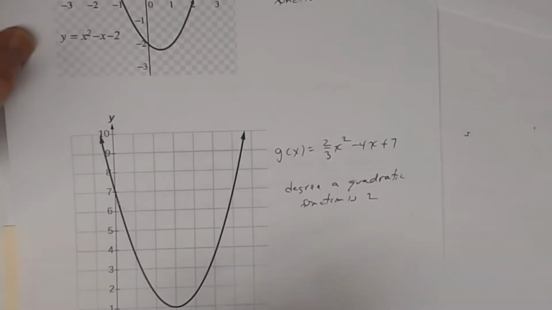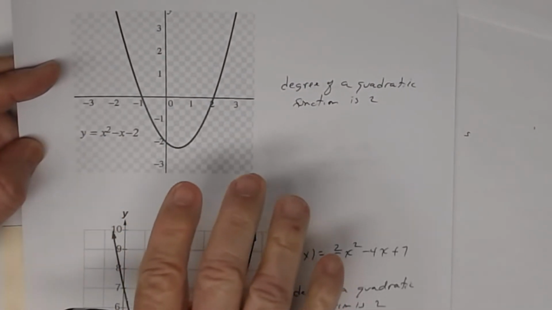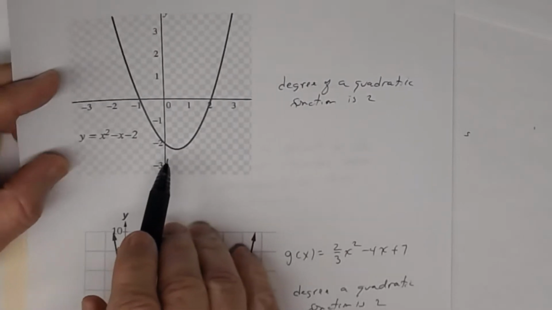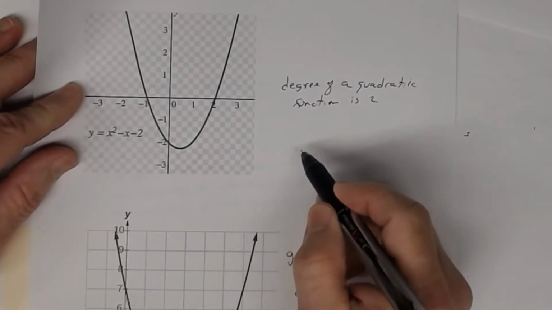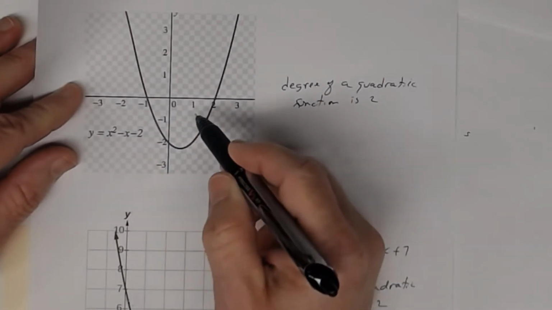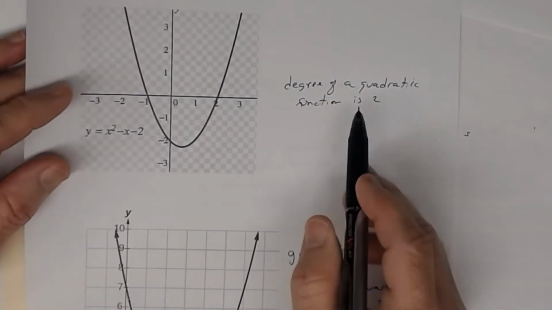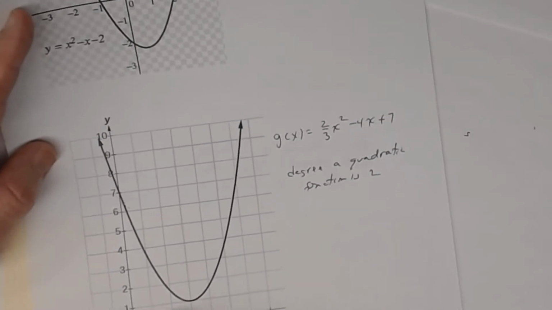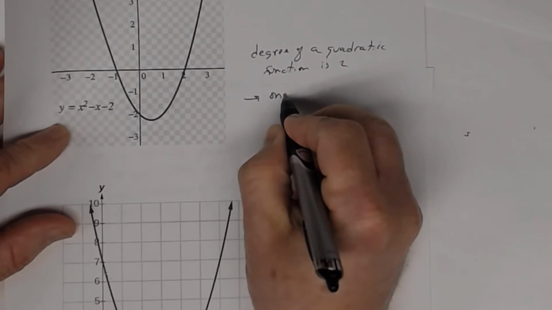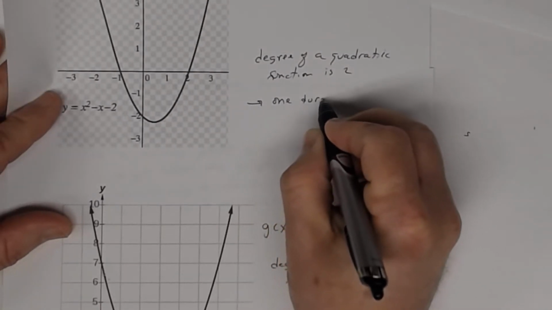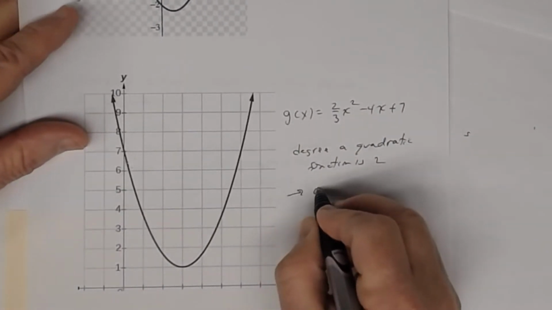Now, what I want to do is look at the number of turning points. Whenever you remember graphing a parabola, how many turning points were there? There was just one, right? It either decreased then increased, or increased then decreased. So it either opened up or opened down. But there was only one turning point. So for every quadratic function that you graph, there was only one turning point, okay? So keep that in mind. One turning point. In this case as well, one turning point.